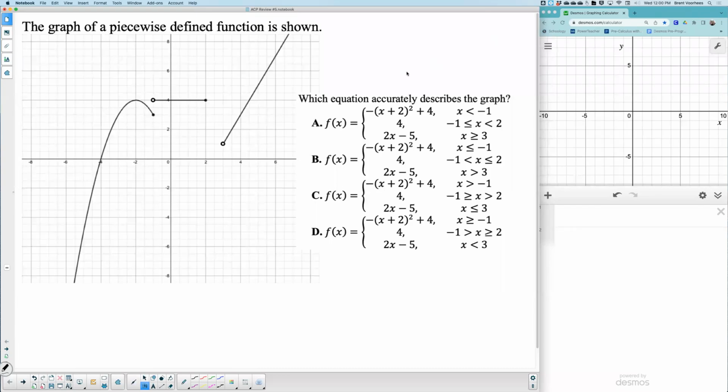All right, day 6 of this ACP review. Today, what I'm going to start off with is a graphing piece, and specifically a piecewise defined function as shown. It says which equation accurately describes this graph.